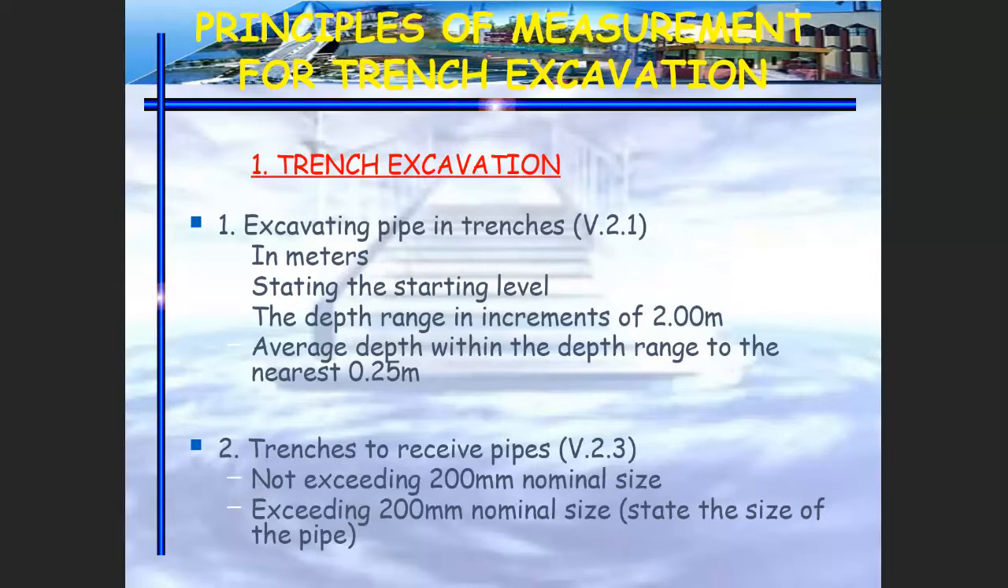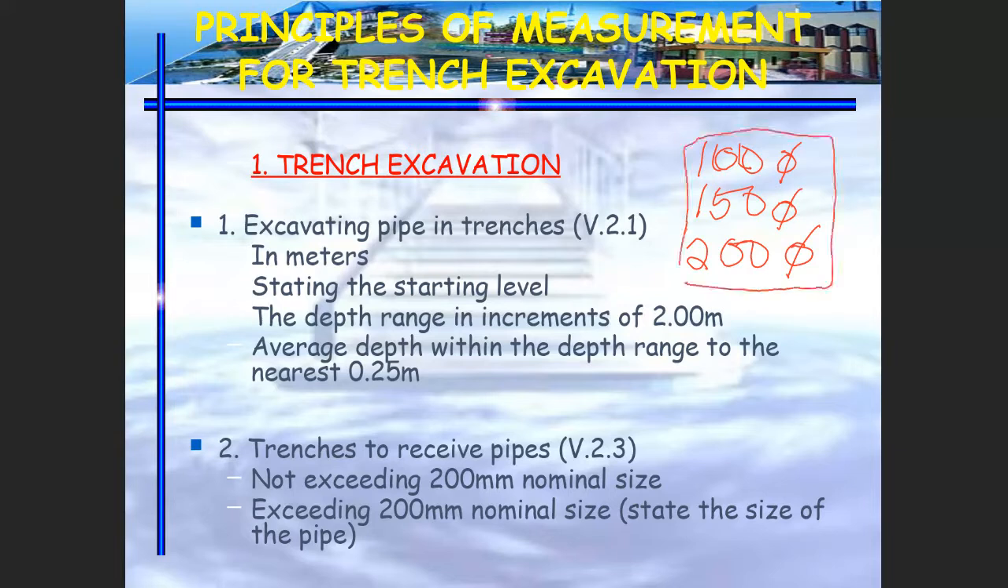Let's say the first pipe is 100 mm diameter, nominal size. The second pipe is 150 diameter. The third pipe is 200 diameter. So what you can do, this one can be grouped together because 200 is also considered not exceeding 200 mm nominal size.